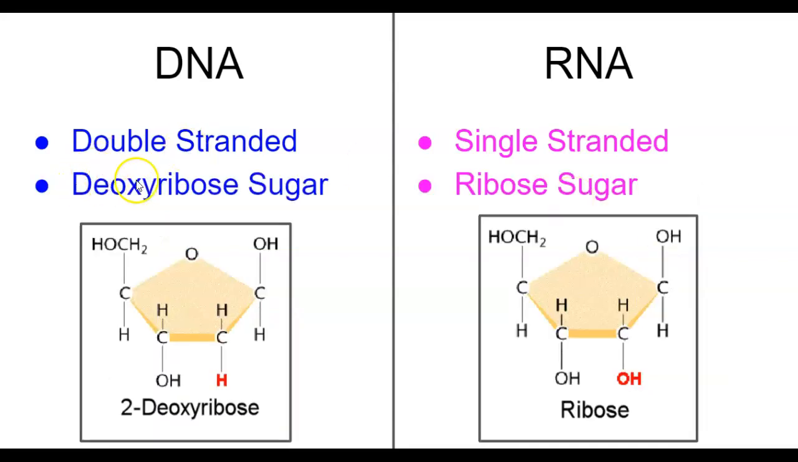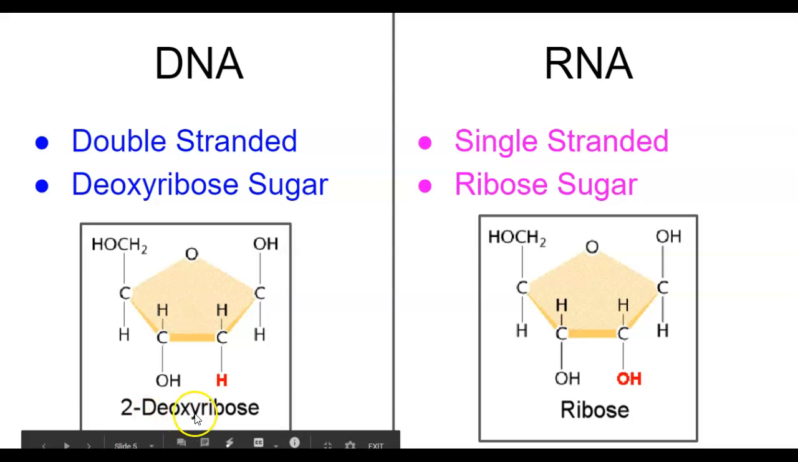DNA has deoxyribose as its sugar, okay? Which is easy to remember because DNA starts with D and deoxyribose starts with D. Why do we call it deoxyribose? Well, if we take a look at this sugar, remember we know that the sugar is the pentagon shape, okay? With this sugar, it's deoxy. It's missing an oxygen. So notice here we only have an H. We don't have an OH, an oxygen and a hydrogen.